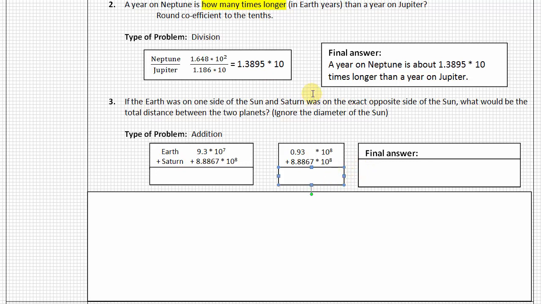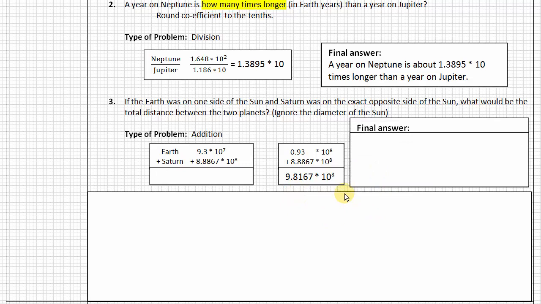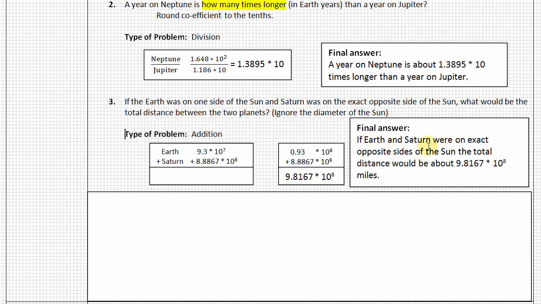Let's see how our work compares. Remember, when adding and or subtracting in powers of 10 in scientific notation, we keep the power of 10, so we're still dealing with 10 to the 8th. When we combine these two coefficients, we should get 9 and 8,167 ten-thousandths. So let's go ahead and write a sentence for that. So we'll give our final answer. Let's say something like, if the Earth and Saturn were on exact opposite sides of the Sun, the total distance would be about 9 and 8,167 ten-thousandths times 10 to the 8th power miles.